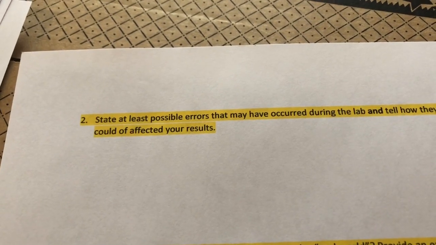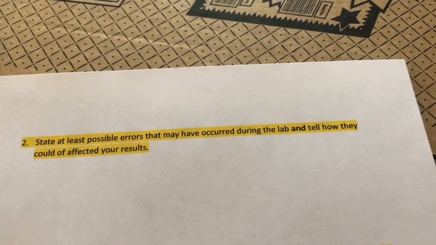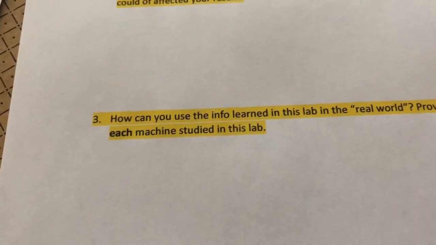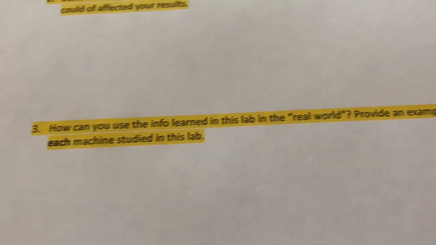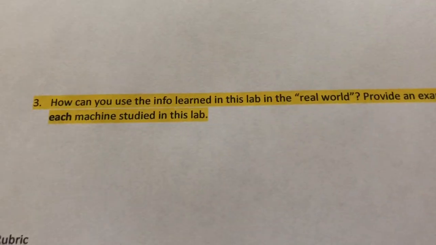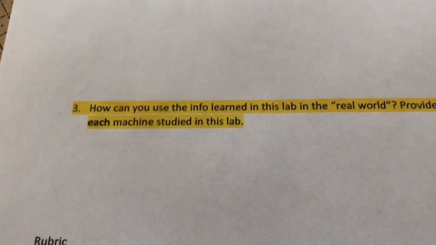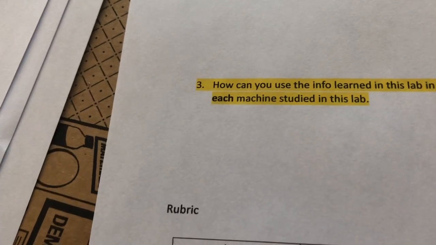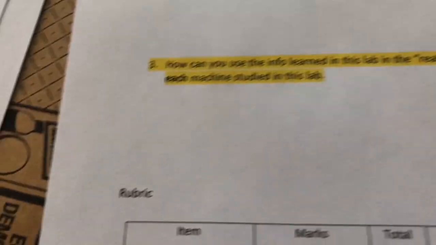at least one possible error, or maybe two possible errors that could have occurred during this lab, and tell me how they could have affected results. And lastly, how could you use this information in this lab in the real world? Provide an example for each of the machines studied in the lab. So when I'm talking about each of the machines, I'm saying a ramp, a pulley, and then a lever. You don't have to use each lever, just a lever in general.